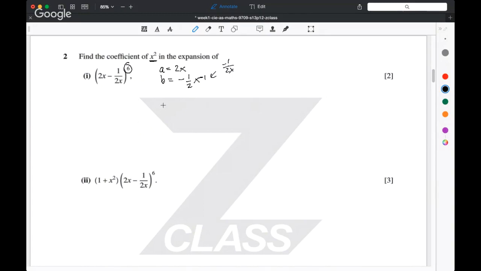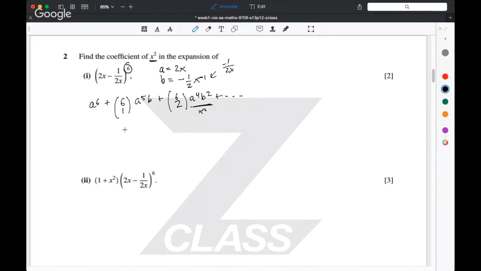I'm writing it x is minus 1 to make this a bit more obvious. And so the series will run something like a to the 6th plus 6 choose 1, a to the 5th b plus 6 choose 2, a to the 4th b squared plus, and then a few more terms. And you'll see that this term will give us 4 powers of x from a and minus 2 powers of x from b, and that'll give us an x squared term.